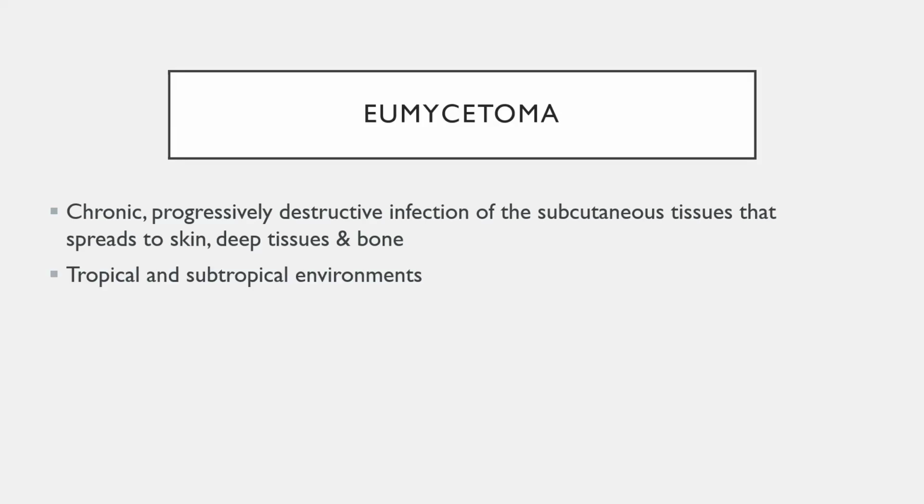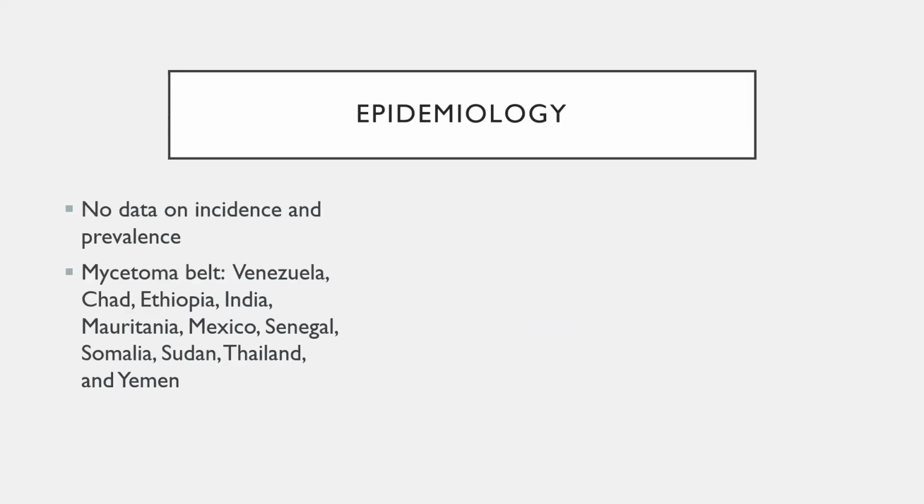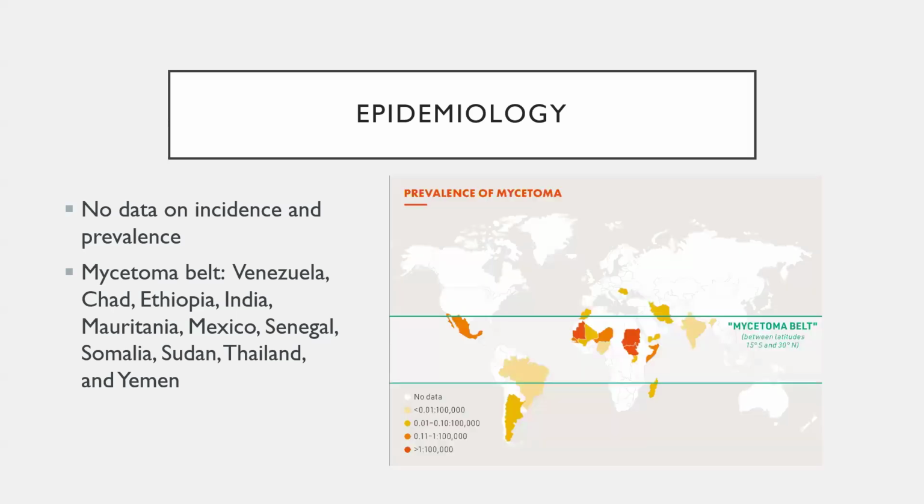It's common in tropical and subtropical environments, and it usually follows minor trauma or penetrating injury, commonly thorn pricks. It's usually on the foot, especially in barefoot walkers, but it can occur anywhere in the body. As I said, eumycetoma means fungal and actinomycetoma is bacterial. There's no real data on incidence and prevalence, but we do know that it's commonly seen in this mycetoma belt. These are the countries where we usually see it. You see it not so much in sub-Saharan Africa and not so much in South Africa.